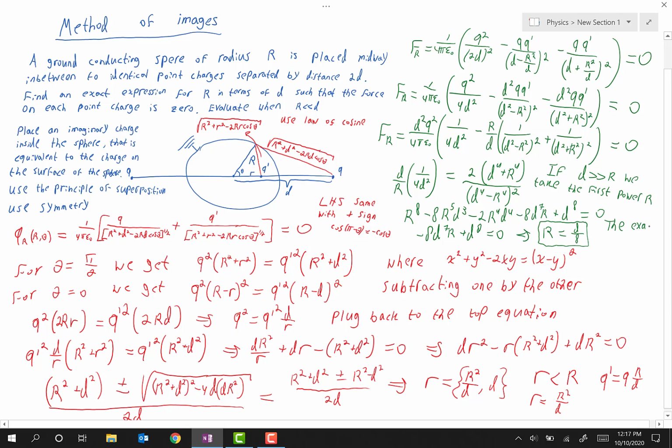The second option is to use the computer, and we can see that R is equal to 0.124909 d, and our result, R equals d over 8, is 0.125. As you can see, those are in great agreement with one another.